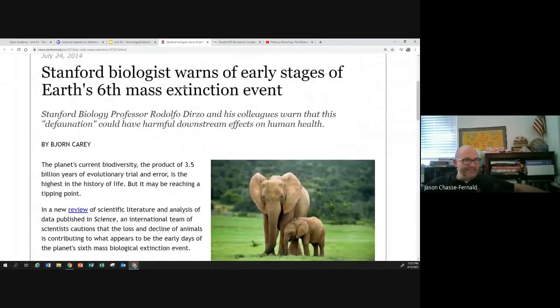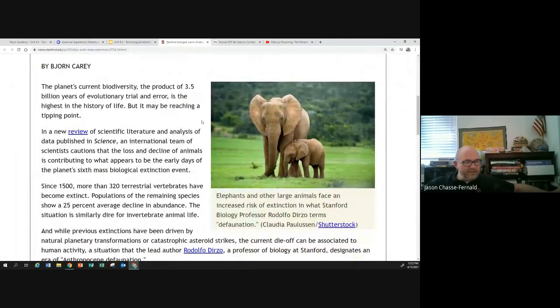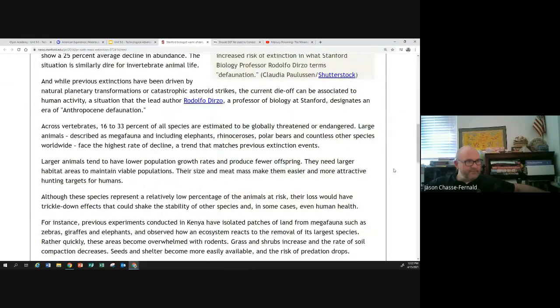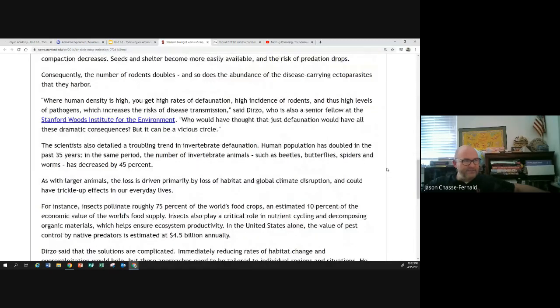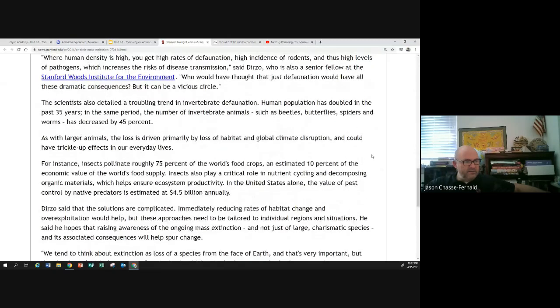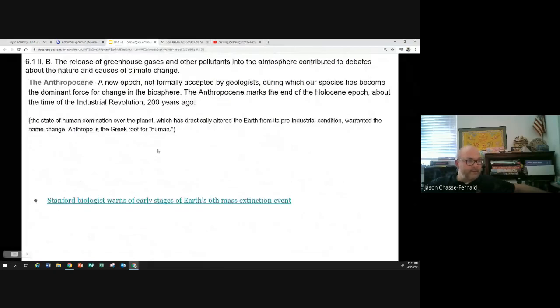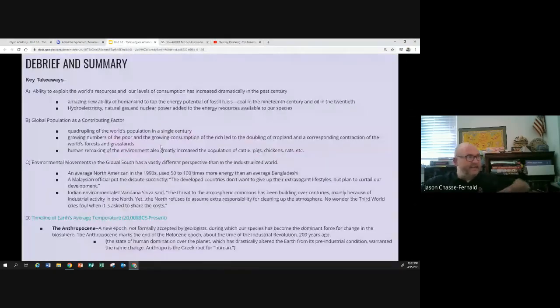So, a Stanford biologist. I'll just leave it here so you can pause for a second, and I'll scroll down. All right, and there's this whole belief that the process has already begun, right? That we are in the age of human-influenced biological impacts.